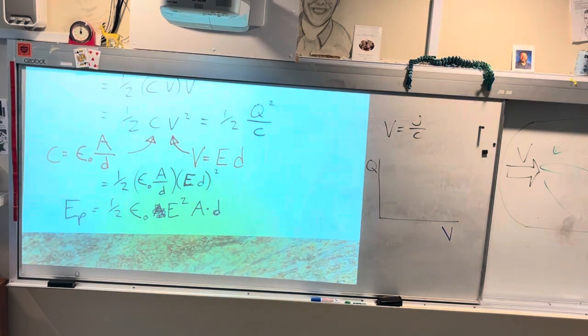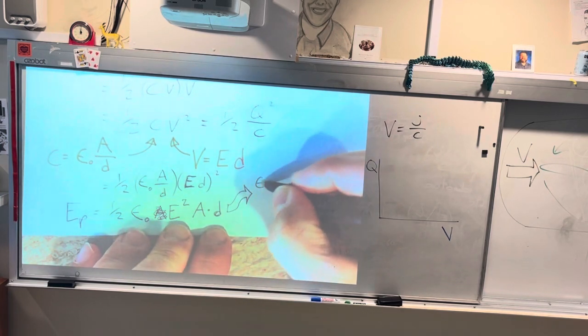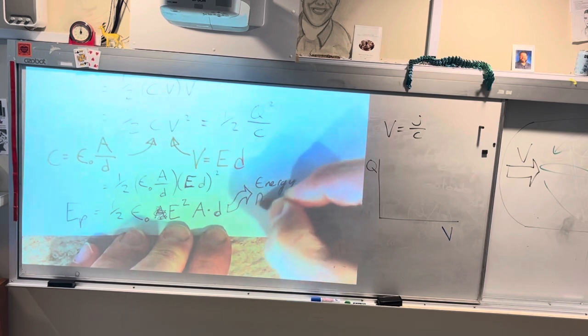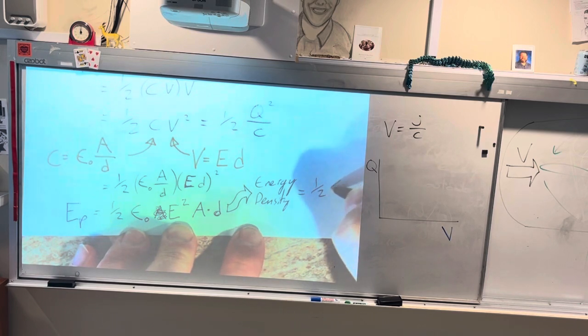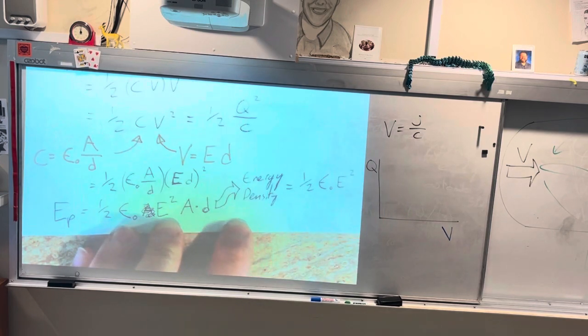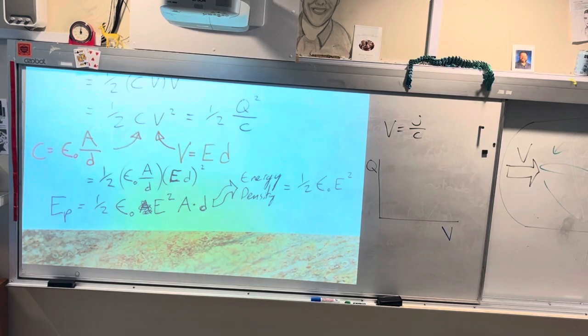So you can also get energy density. So the energy density is just half epsilon naught times the electric field squared. So if you know the field, you just square the field, multiply it by the permittivity and multiply by half, and that will give you the energy per unit volume between your plates.